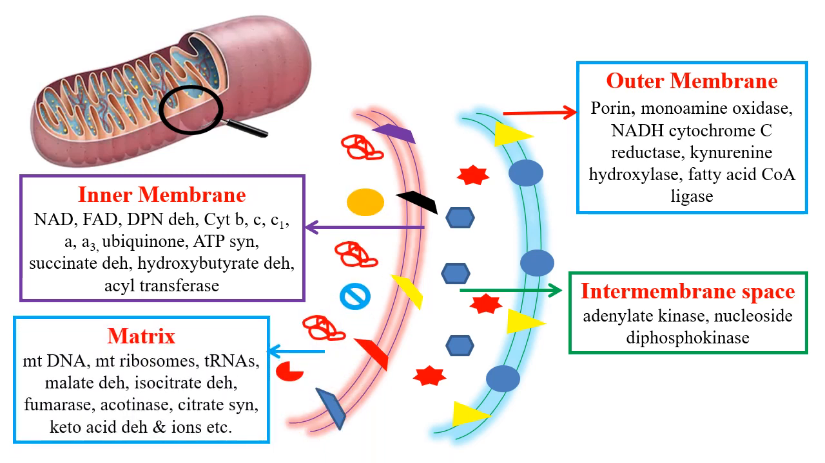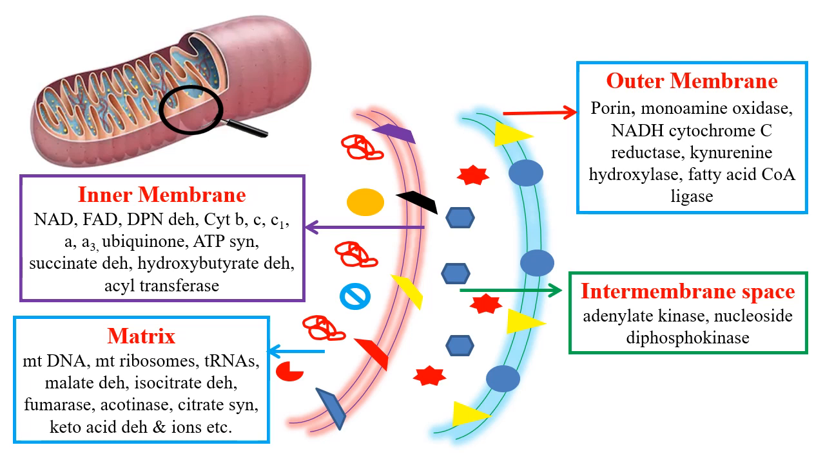The matrix contains mitochondrial DNA, which we talked about at the start of this presentation, with mitochondrial ribosome, tRNA, then malate dehydrogenase, isocitrate dehydrogenase, fumarase, aconitase, citrate synthetase, ketoacid dehydrogenase, and ions, etc.